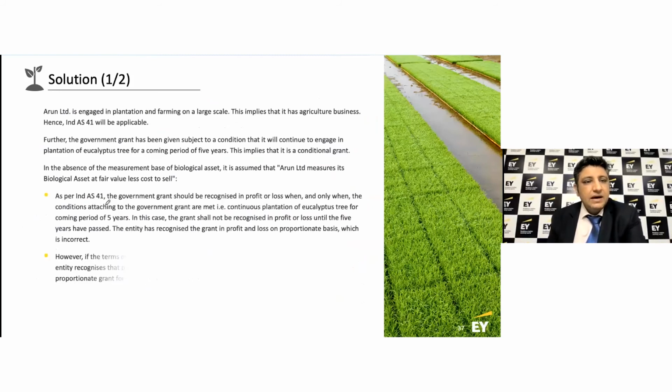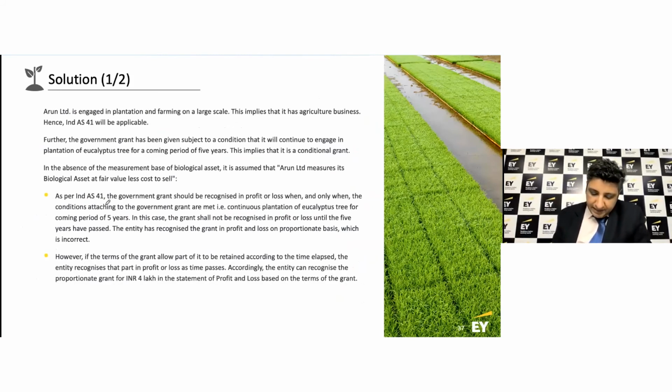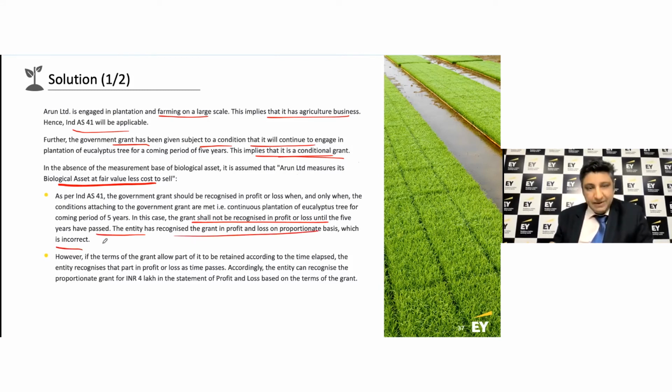It says that Arun Limited, for example, is engaged in plantation farming on a large scale. This implies that it is actually into agricultural activity. If that was the case, then Ind AS 41 is applicable. Also, it is mentioned that the grant has been given subject to a condition. It means it's a conditional grant, and in that case we can safely assume that the biological asset, from the agricultural activities perspective, would be measured at fair value less cost to sell. And in those scenarios, you can only recognize the grant after 5 years, and the treatment done by the entity is incorrect.